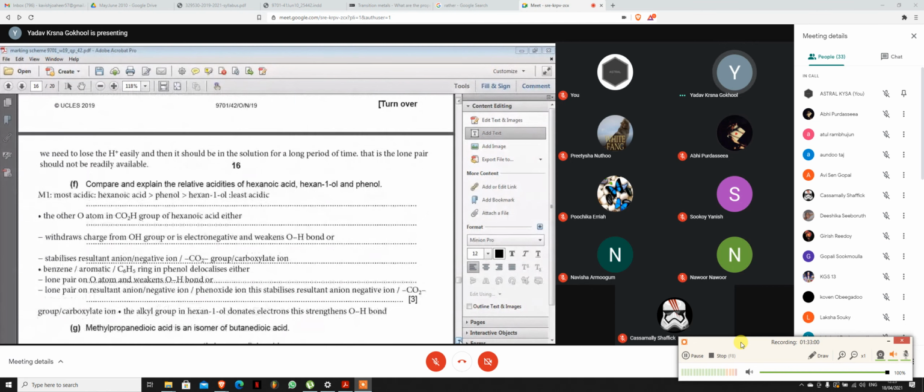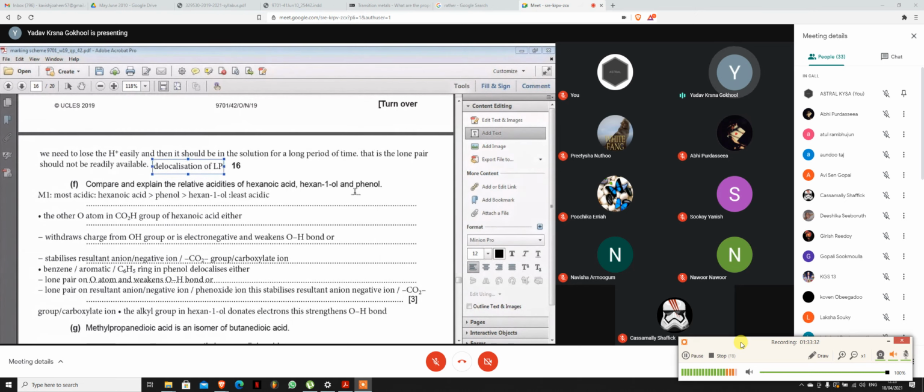Here again, we are talking about acidities. So when we talk about acidities, there are two lines which are important. We need to lose the H+ easily, and then it should be in the solution for a long period of time. That is, the lone pair should not be readily available. When the lone pair should not be readily available, we have to look for this word, delocalization of lone pair. So this part will be important.